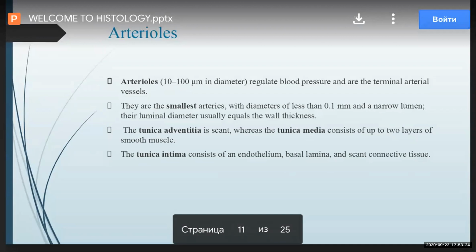Okay, logically, arterioles are smaller. If we talk about arteries, you can see them, but arterioles are a little hard to see. They are not as big as arteries, and their size is only 10 to 100 micrometers in diameter. Like elastic arteries, they also have a role in regulating blood pressure, and other terminal arterial vessels.